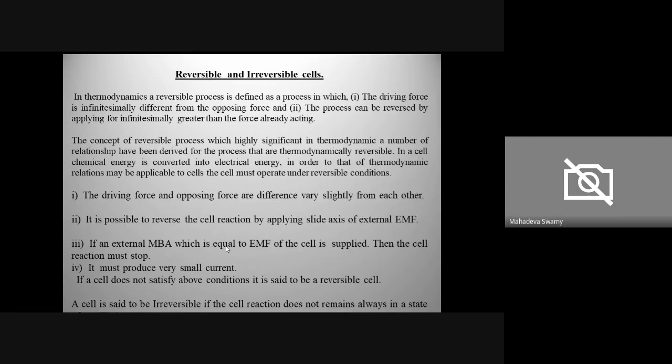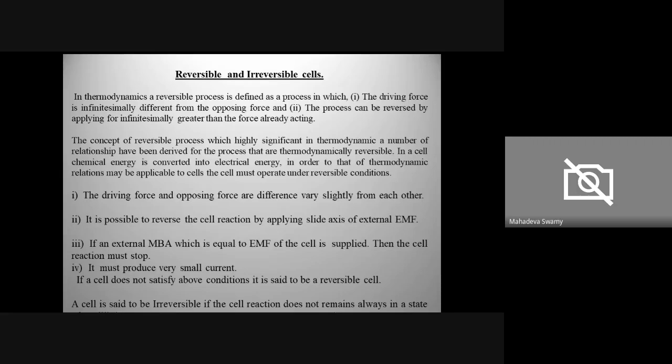Next, a cell is said to be irreversible if the cell reaction does not remain always in a state of equilibrium. So it is not in equilibrium. Irreversible means there is movement of electrons or ions from one cell to another, and no equilibrium is established in the cell.